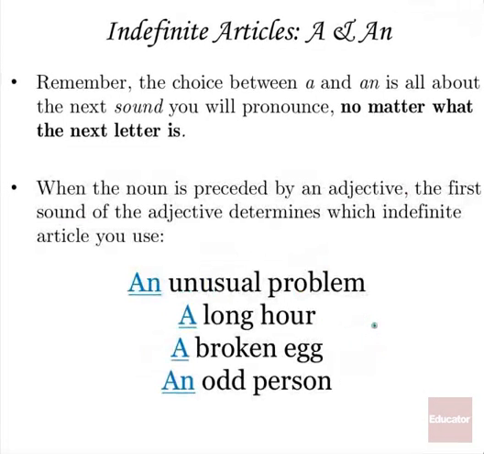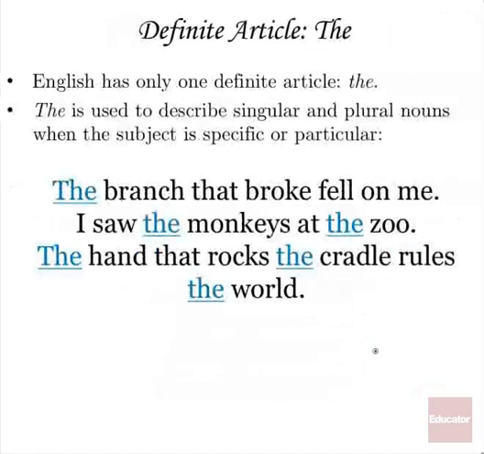Okay, when the noun is preceded by an adjective, the first sound of the adjective determines which indefinite article you use. Once again, it's all about the sound that follows the article. So, an unusual problem. You would say a problem, but because you've got unusual there, it becomes an unusual problem. A long hour, a broken egg, an odd person. In each of these cases, it's the sound right after the article that determines which article you use.